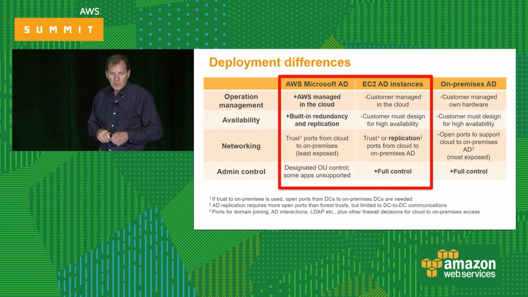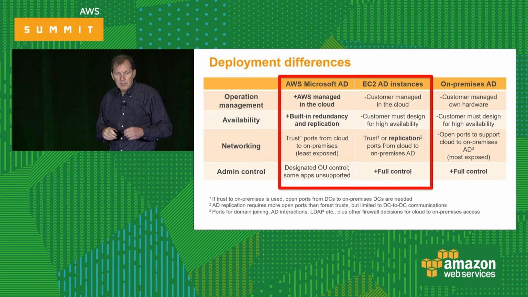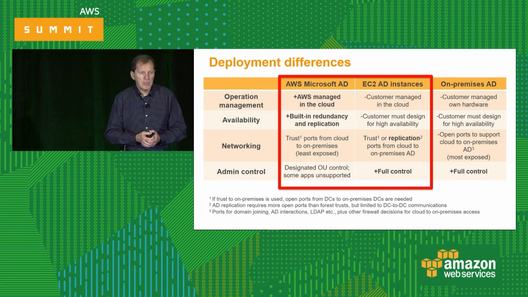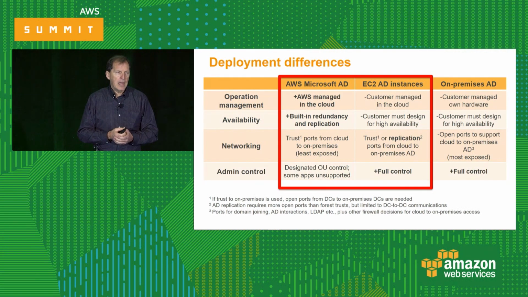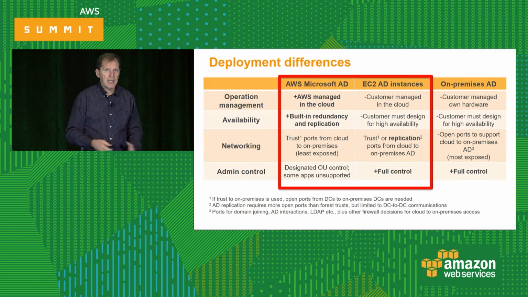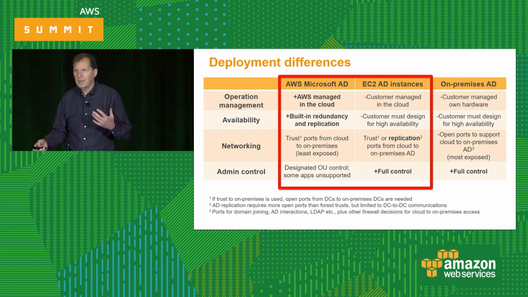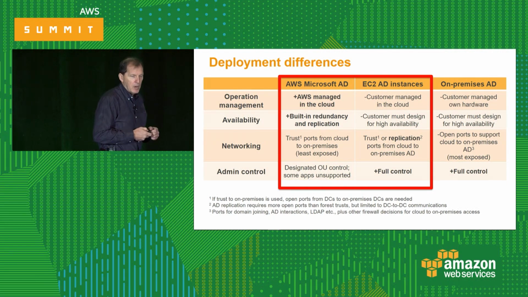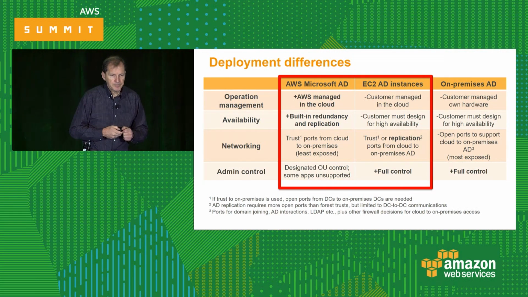For administrative control, we give you that OU that you manage all your users in with AD running on an EC2 instance. You have full control over how you architect your directory, how many child domains you have, how you organize all of that. So you do have to live within a few constraints if you're using the AWS Microsoft AD product.